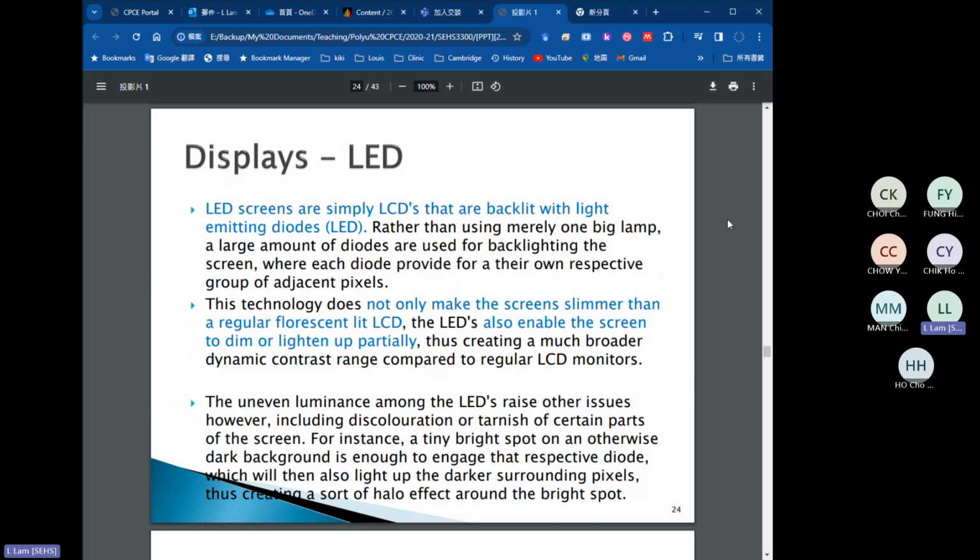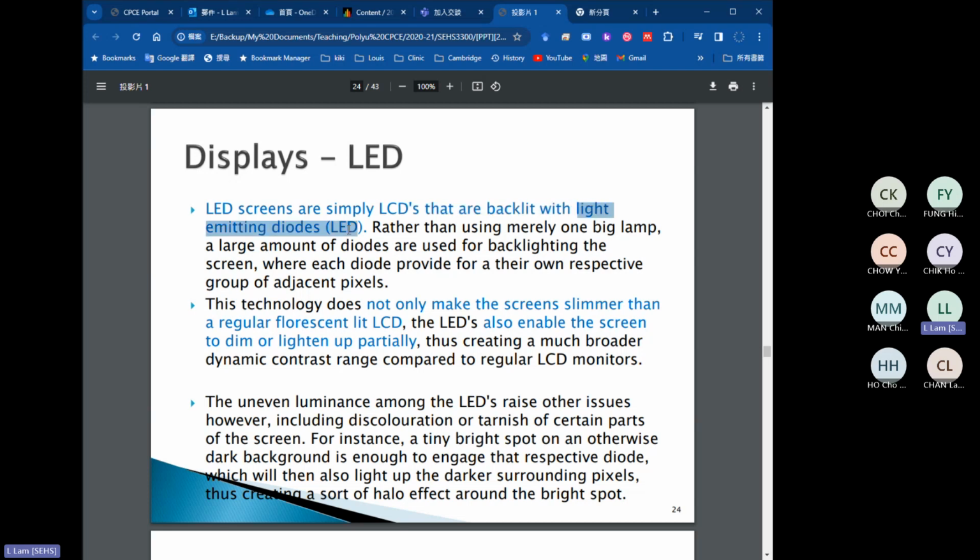If you look at the notes there, it mentions the technology behind the LCD screen, simply an LCD with light emitting diodes, LED, as the core technology, compared with the traditional CRT monitor. This one uses the light emitting diode.